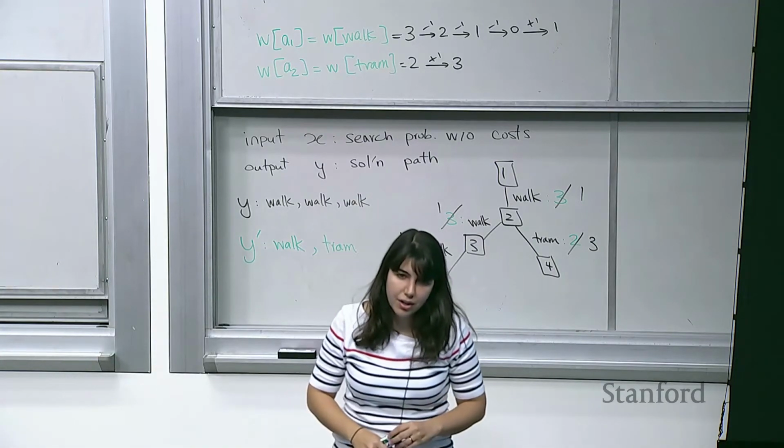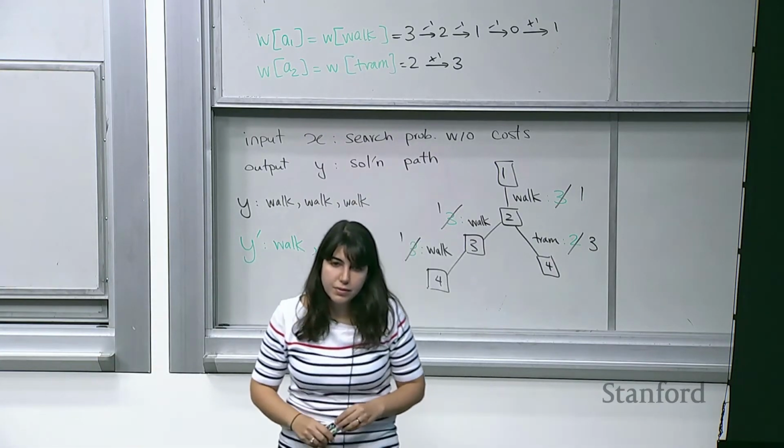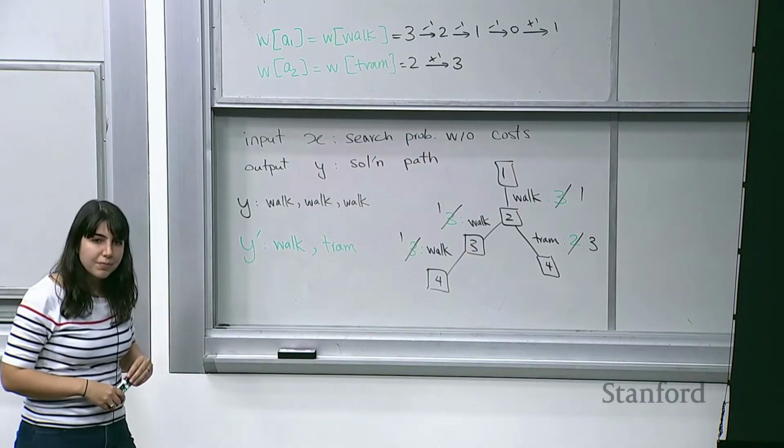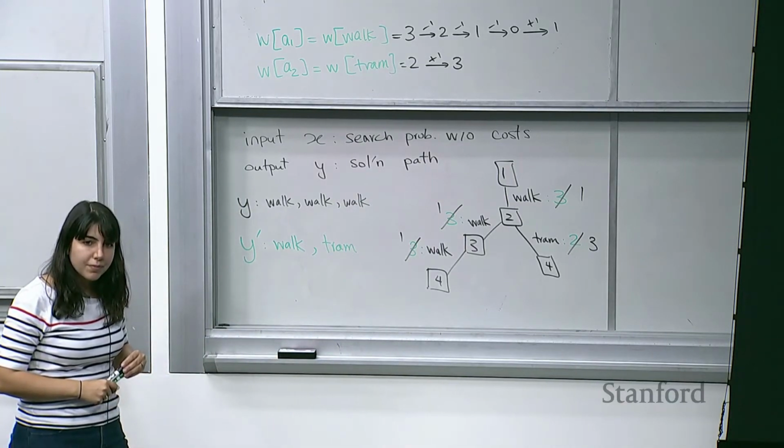There's a question. Yeah, but in this problem, we want to find the true cost for walk and tram. But if we ended up converging to 1 and 3 instead of 1 and 2, does this become a problem?